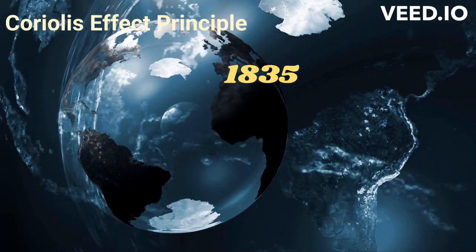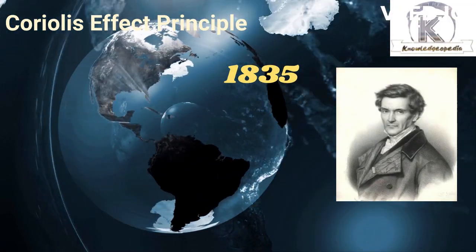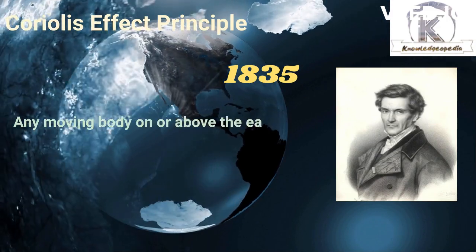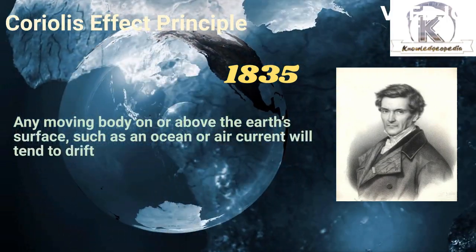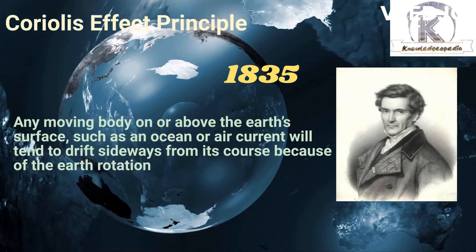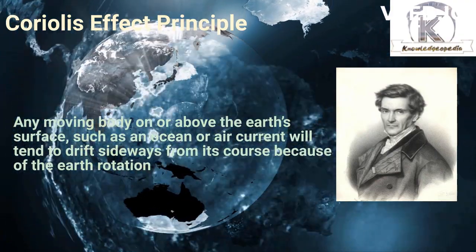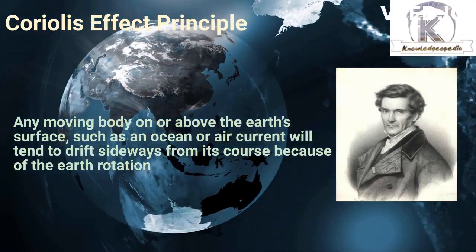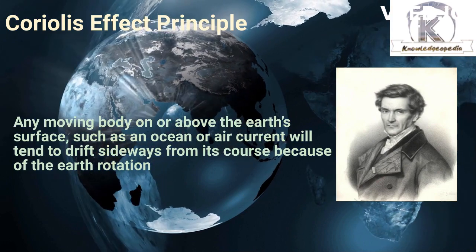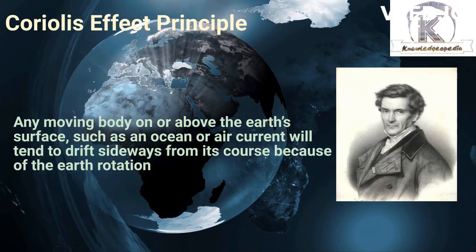In 1835, French scientist Gaspard Gustave de Coriolis invented and published the theory that any moving body on or above the Earth's surface, such as an ocean or air current, will tend to drift sideways from its course because of the Earth's rotation.